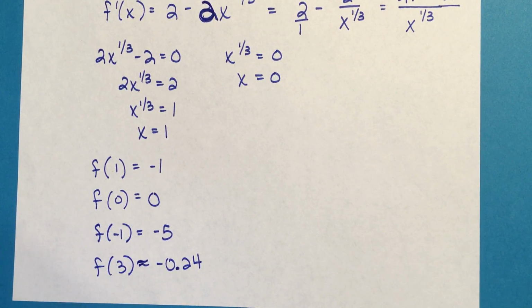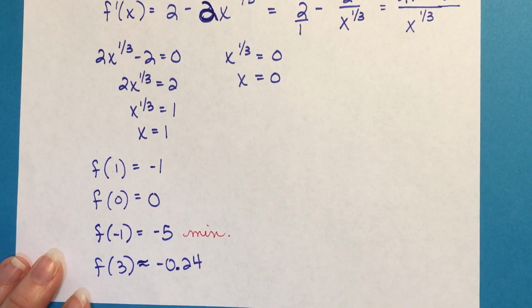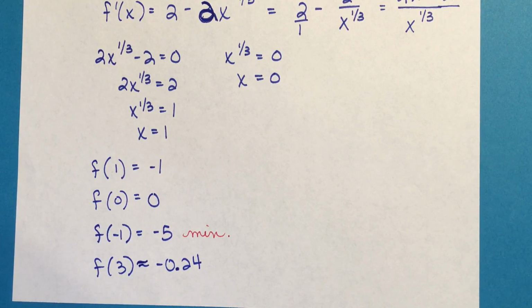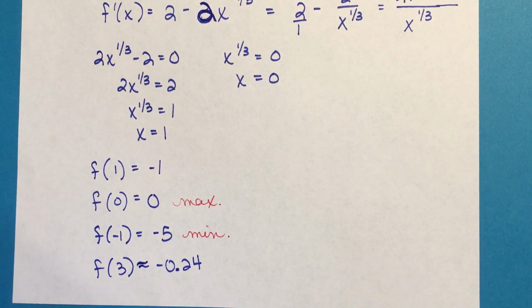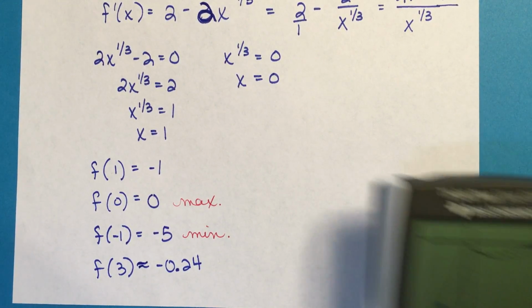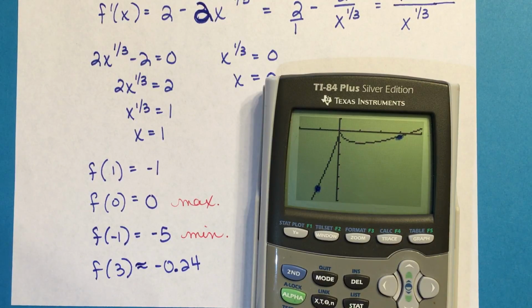Okay, now from this, my smallest value that I have is going to be the -5. So this is where the minimum is going to occur. And my largest value that I have is the 0. So that's going to be where my maximum is going to occur. Now I did go ahead and put this one on the calculator for us to look at real quick.